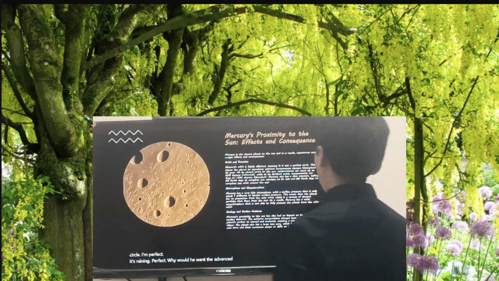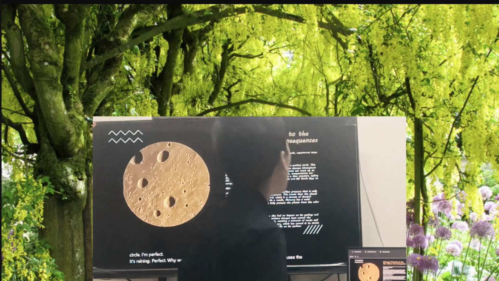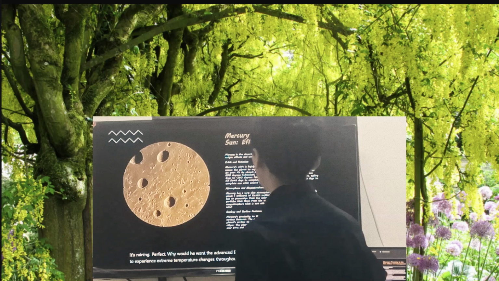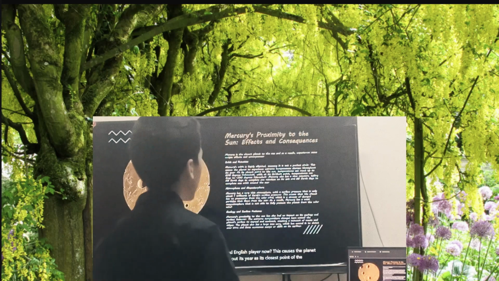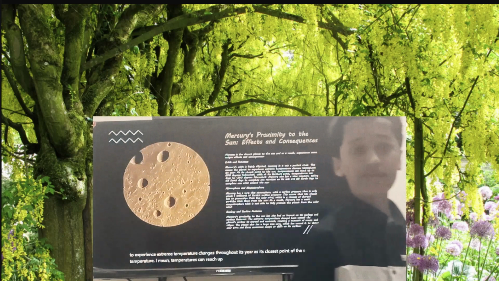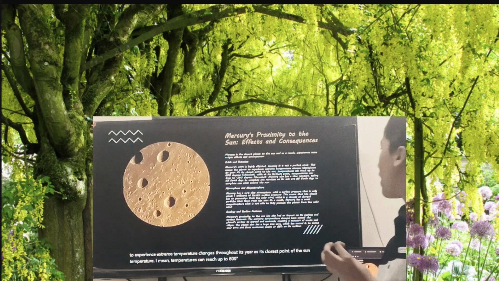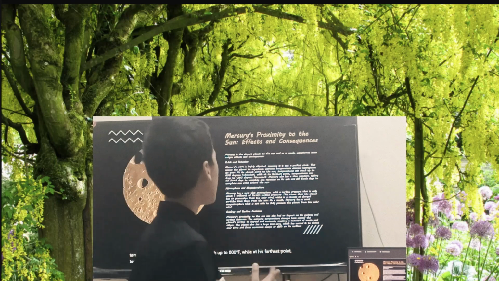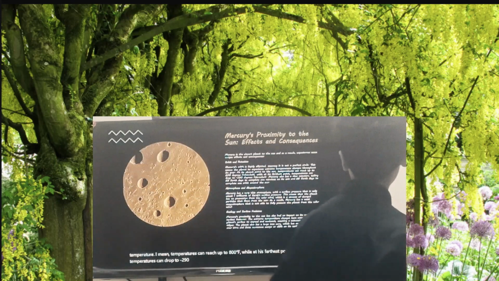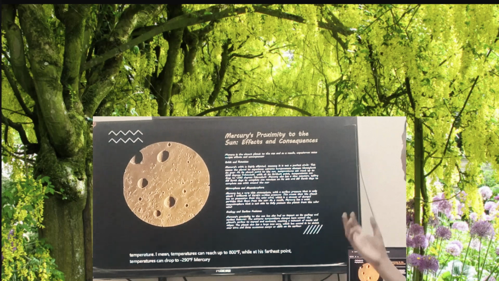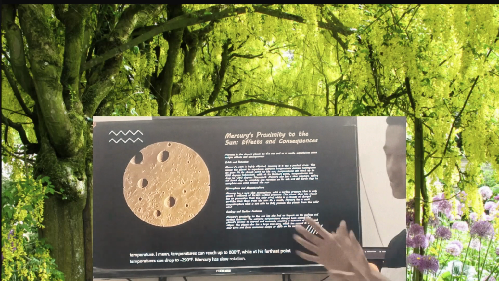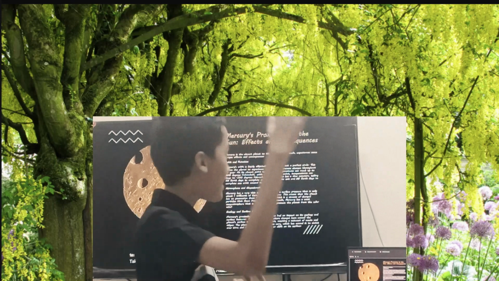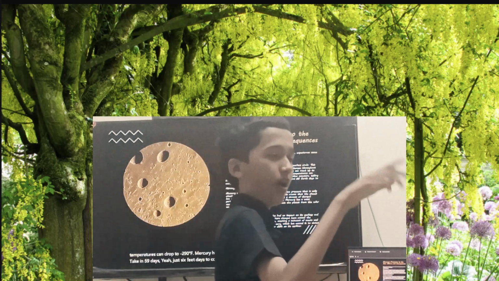Now, this causes the planet to experience extreme temperature changes throughout its year. At its closest point to the Sun, temperatures can reach up to 800 degrees Fahrenheit, while at its farthest point, temperatures can drop to minus 290 degrees Fahrenheit. Mercury has slow rotation, taking 59 days, just 60 Earth days to complete one rotation on its axis and 88 Earth days to complete one orbit around the Sun.